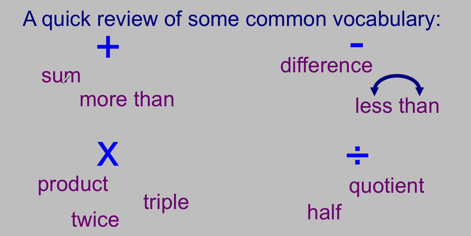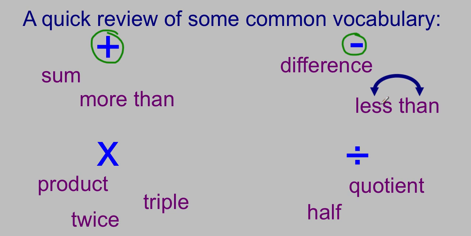So we have the word sum or more than. Those are code for addition. They're telling you in a problem that you want to be adding the numbers together. If you see the word difference or less than, that's telling you that you're doing subtraction. But I want you to put this little double-headed arrow over less than. When you see just the words less than in a problem, it means subtraction.